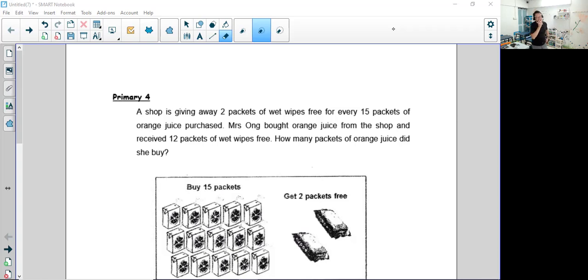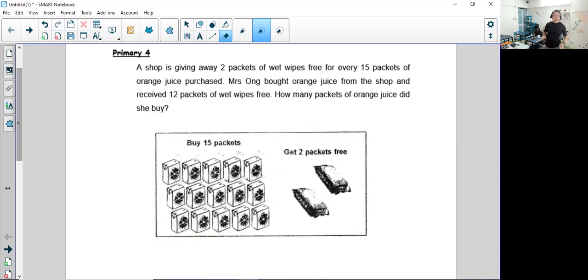So how do we exactly use the grouping method? The whole idea is to make one group. You have to make one group, then you can find how many groups there are later. Once you know how many groups there are, you use that to solve the problem. So let's look at one simple one, a primary 4 problem. Usually when we see pictures like this, most of the time it is the grouping method.